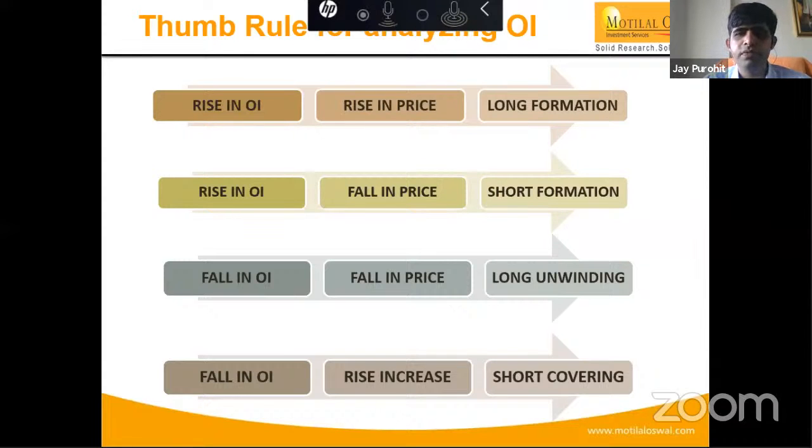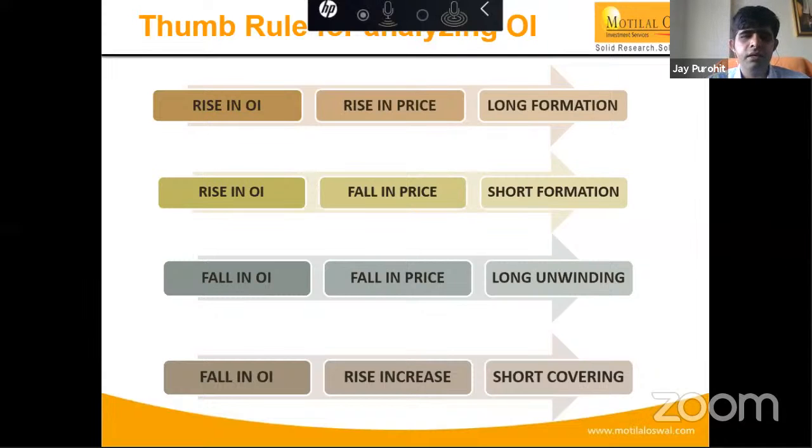Now, when the open interest increases, it means new traders are coming into the market, or new positions are getting formed. And when the open interest decreases, it means the existing traders are squaring off their positions. That is a simple thing about open interest. Now the open interest and price relation: when the price increases along with the rise in OI, it is a long build-up. When the price falls along with a rise in OI, it is a short build-up.